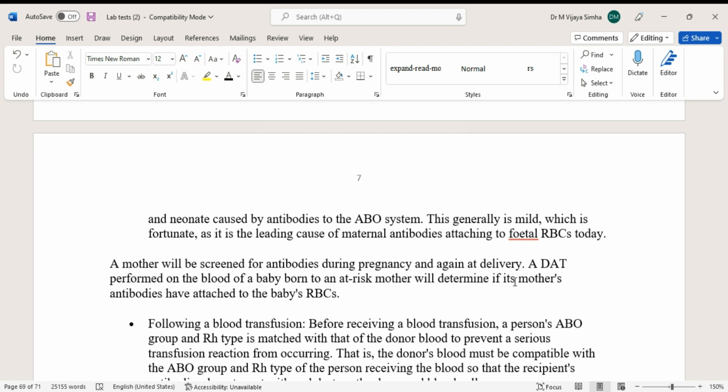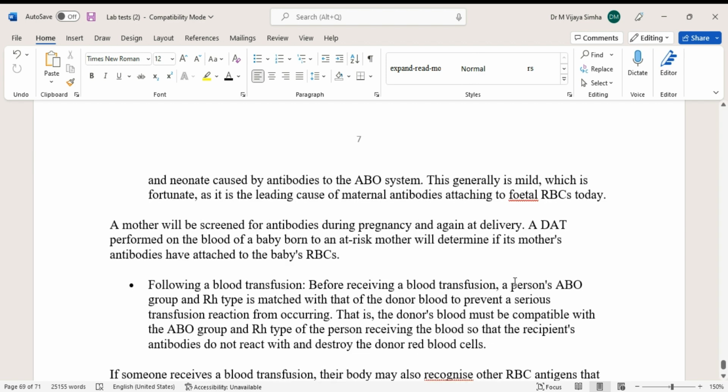to fetal RBCs today. A mother will be screened for antibodies during pregnancy and again at delivery. A DAT test performed on the blood of a baby born to an at-risk mother will determine if its mother's antibodies have attached to the baby's RBCs.